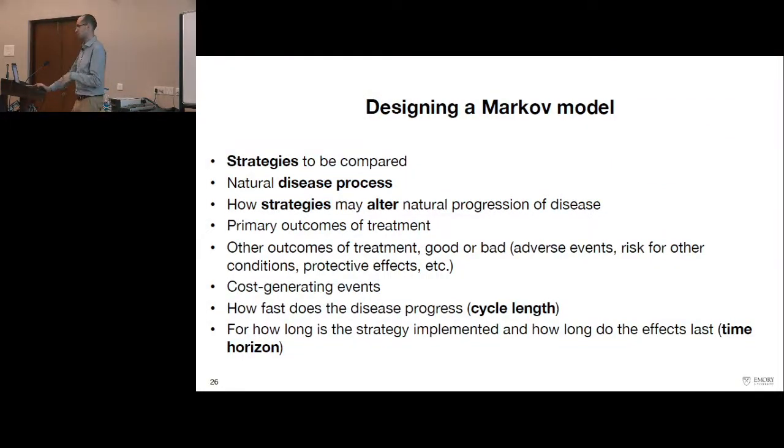So think about how the disease works, how fast it can progress. Think about how the strategies that are evaluated can alter the progress of the disease. Obviously the primary outcomes of treatment, other outcomes, adverse events, side effects, and so on. It's really important to think about what actually generates costs. If there are some events that generate essentially pennies, it doesn't matter as much as events that are really costly. Hospitalizations are usually a good example of that.